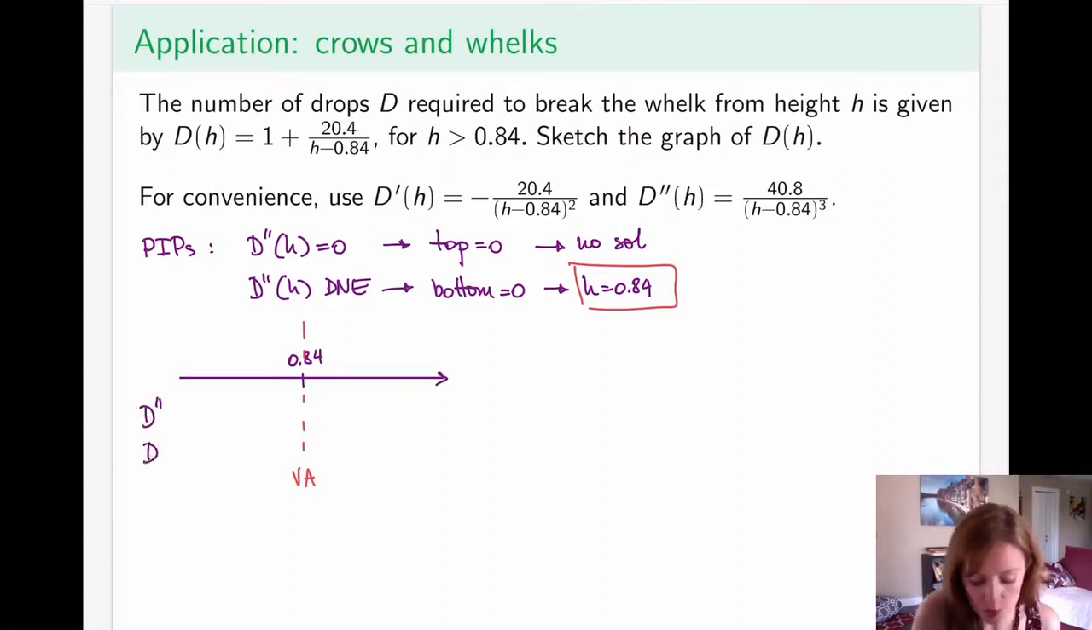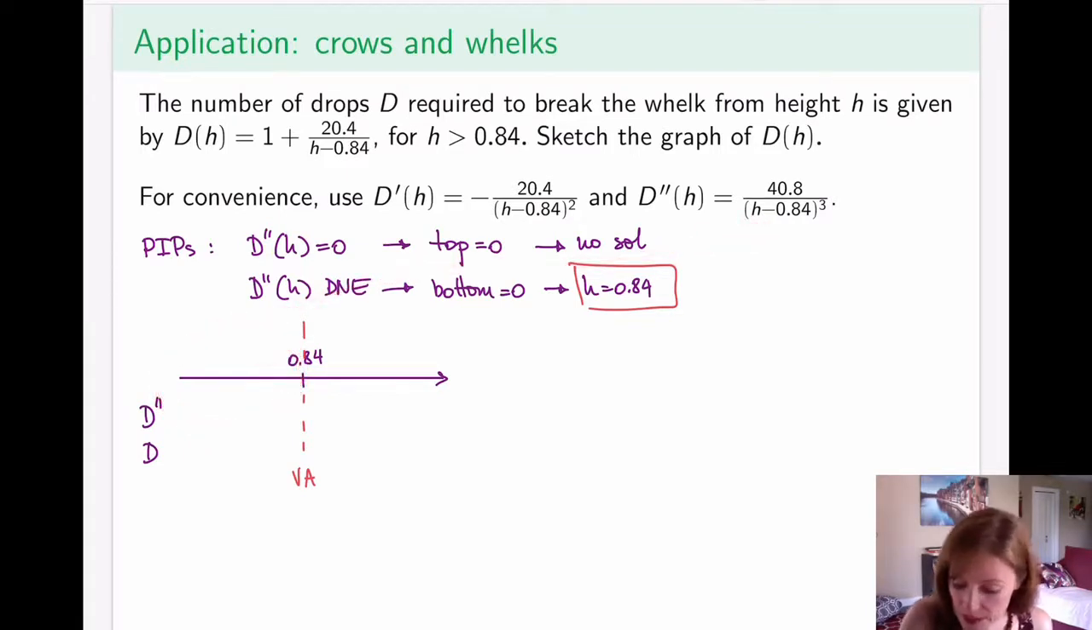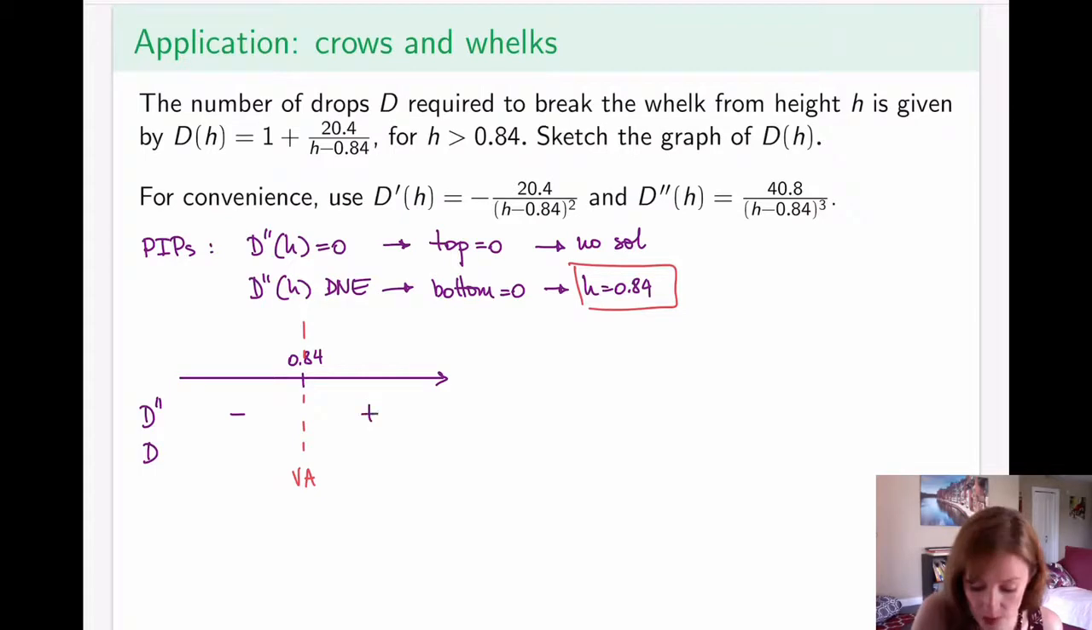So again, I'm going to analyze the sign of the second derivative, which will tell me the behavior of the function. I'm going to pick a number here and plug it into the second derivative. If I pick, let's say 0, plug into the second derivative, I notice that it's going to be negative. And then I'm going to pick a number on this side of 0.84 and plug into the second derivative to discover that on this side, the second derivative is in fact positive. So my function was concave down before and becomes concave up after the asymptote.